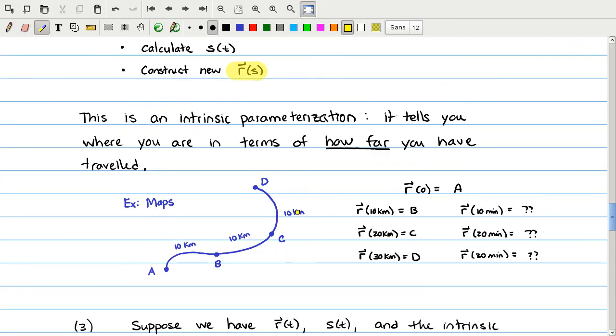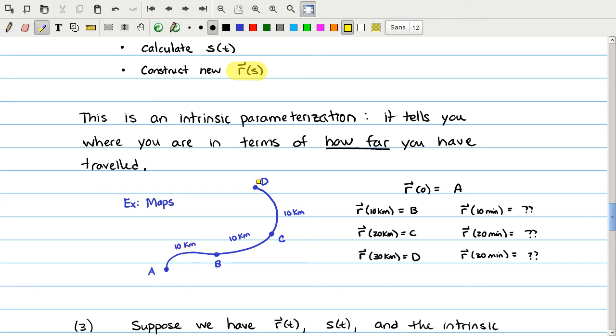So instead of telling you where you are at, say, what time, it tells you where you are based on how far you've traveled. And here's just a little example. Roads and maps are parameterized according to arc length, right? If you look at a map, if you're not using your iPhone or your navigation device and you're actually looking at a map, you'll find that cities and exits are marked on the map, and along the road in between there'll be little numbers, and that's the number of miles.